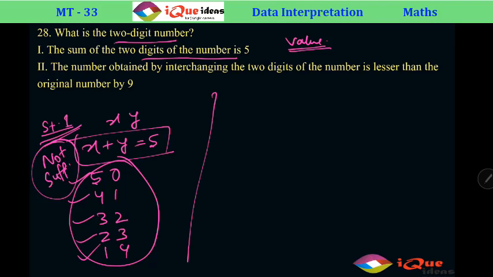Now the second statement, look at statement 2. What does it say? The number obtained by interchanging the 2 digits of the number is lesser than the original number by 9. Okay, so interchanging gives a lesser number.